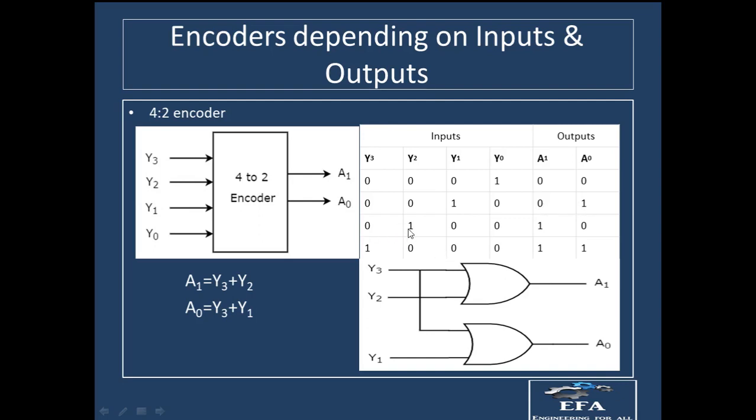Similarly, if we are having y2 equal to 1 and the rest all equal to 0, then a1 will be equal to 1 and a0 will be equal to 0. And if you are having y3 equal to 1, the rest all equal to 0, then a1 and a0 both will be having the value 1 and 1.